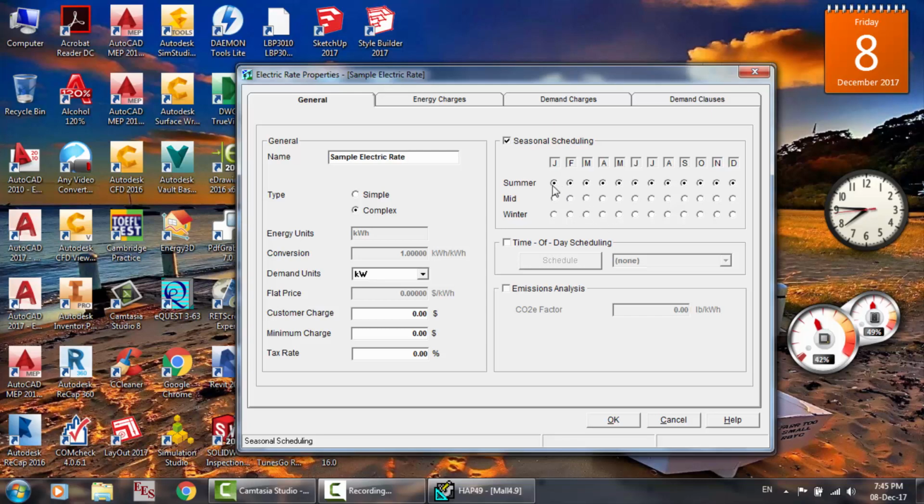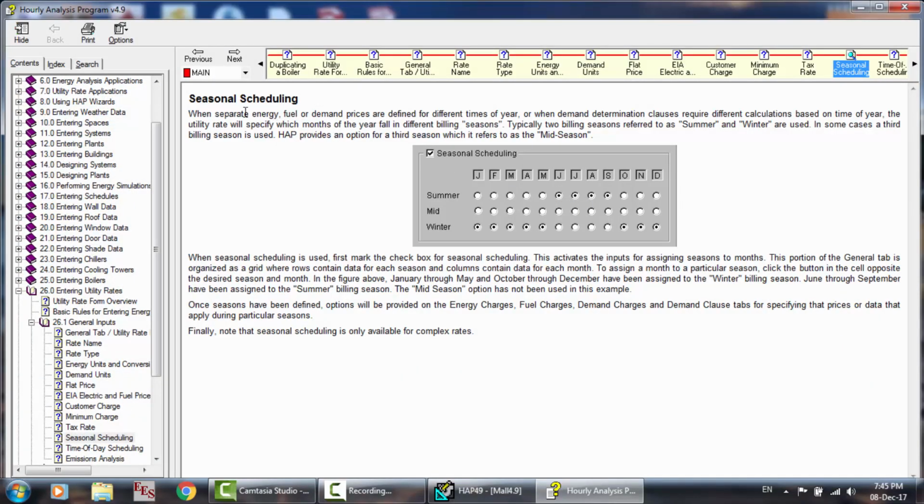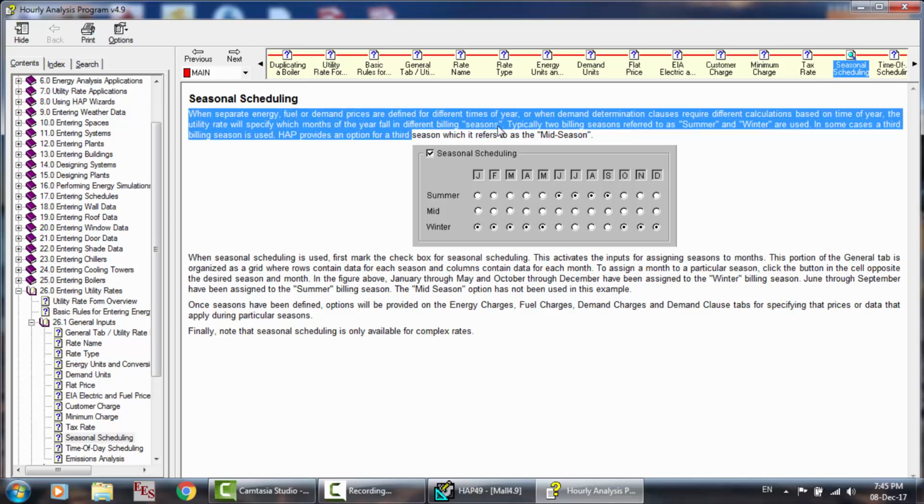So if you click F1 here, it explains seasonal scheduling: when separate energy, fuel, or demand prices are defined for different times of year, or when demand determination clauses require different calculations based on time of year. The utility rate will specify which months of the year fall in different billing seasons. Typically, two billing seasons, referred to as summer and winter, are used. In some cases, a third billing season is used, mid. HAP provides an option for a third season, here referred to as mid-season.